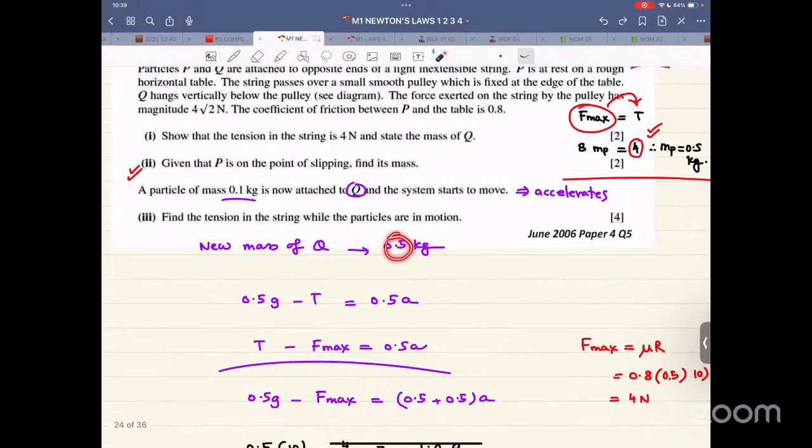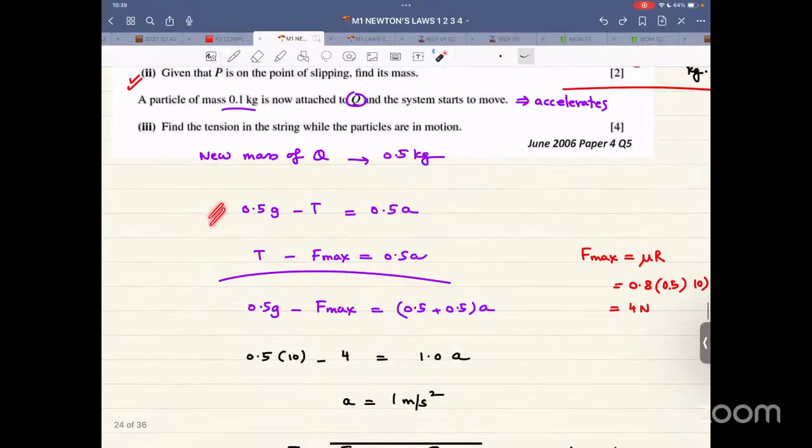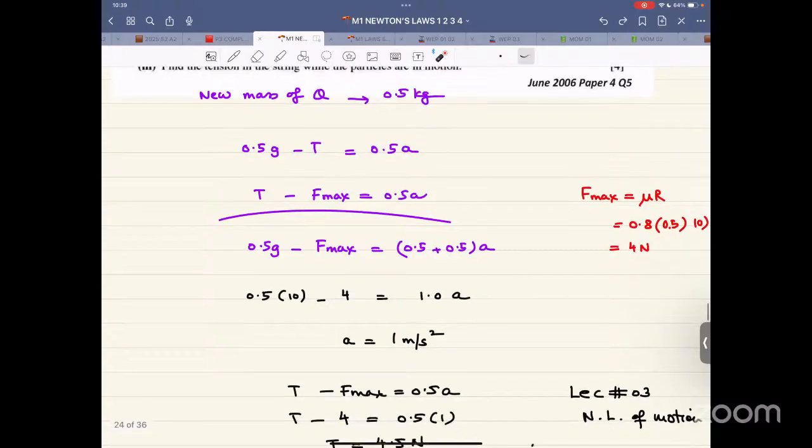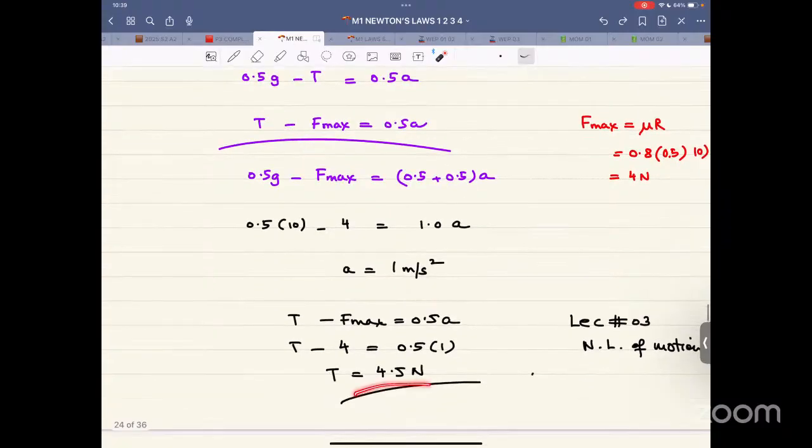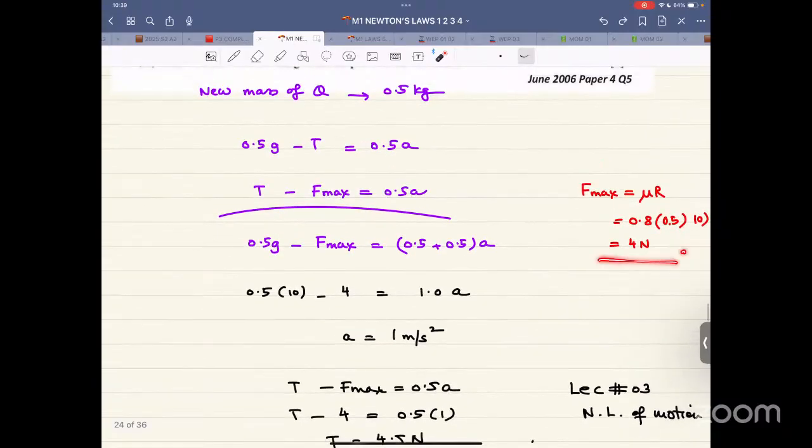Now the new mass is 0.5 kg. Write down the equation of motion. 0.5g minus tension is 0.5a. Tension minus F max is 0.5a. And then we find acceleration as this, tension as this, and F max as mu R. So you can find the value of F max.